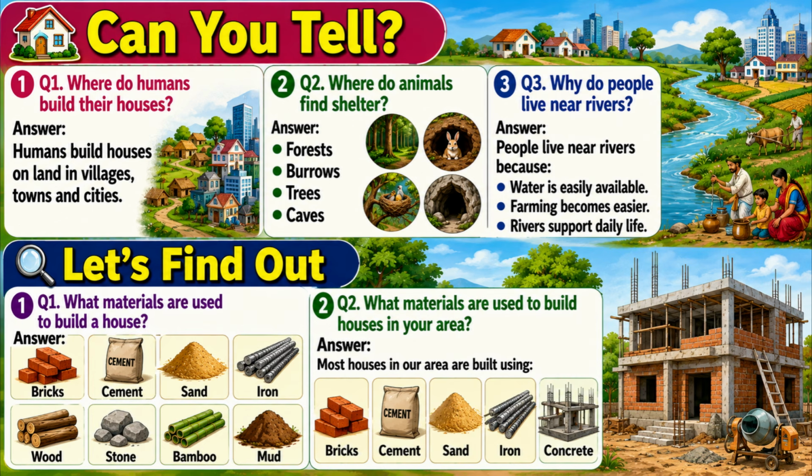Now, let us learn about the materials used to build a house. Question 1. What materials are used to build a house? Answer. Bricks, cement, sand, iron, wood, stone, bamboo and mud are used to build a house. Question 2. What materials are used to build houses in your area? Answer. Most houses in our area are built using bricks, cement, sand, iron and concrete.